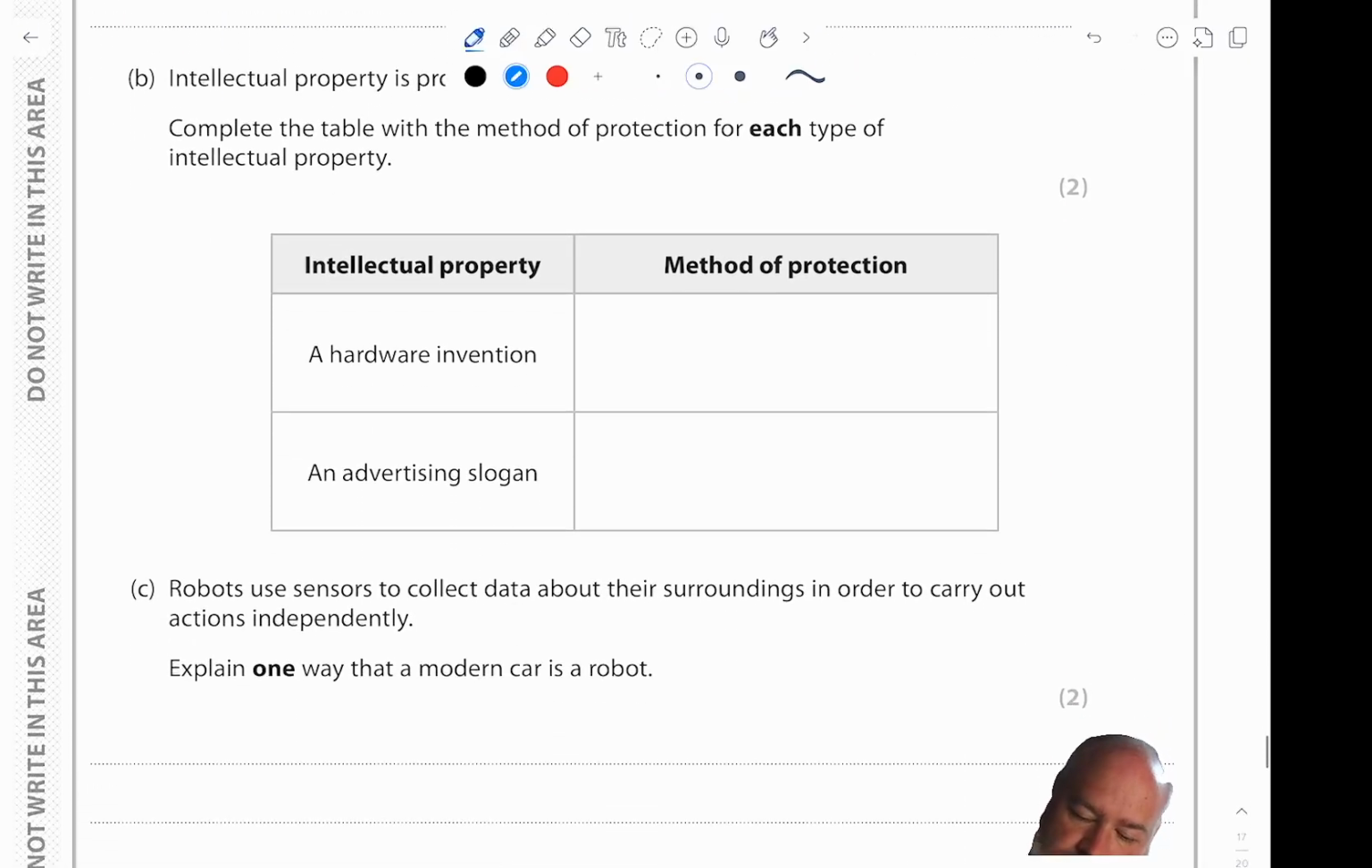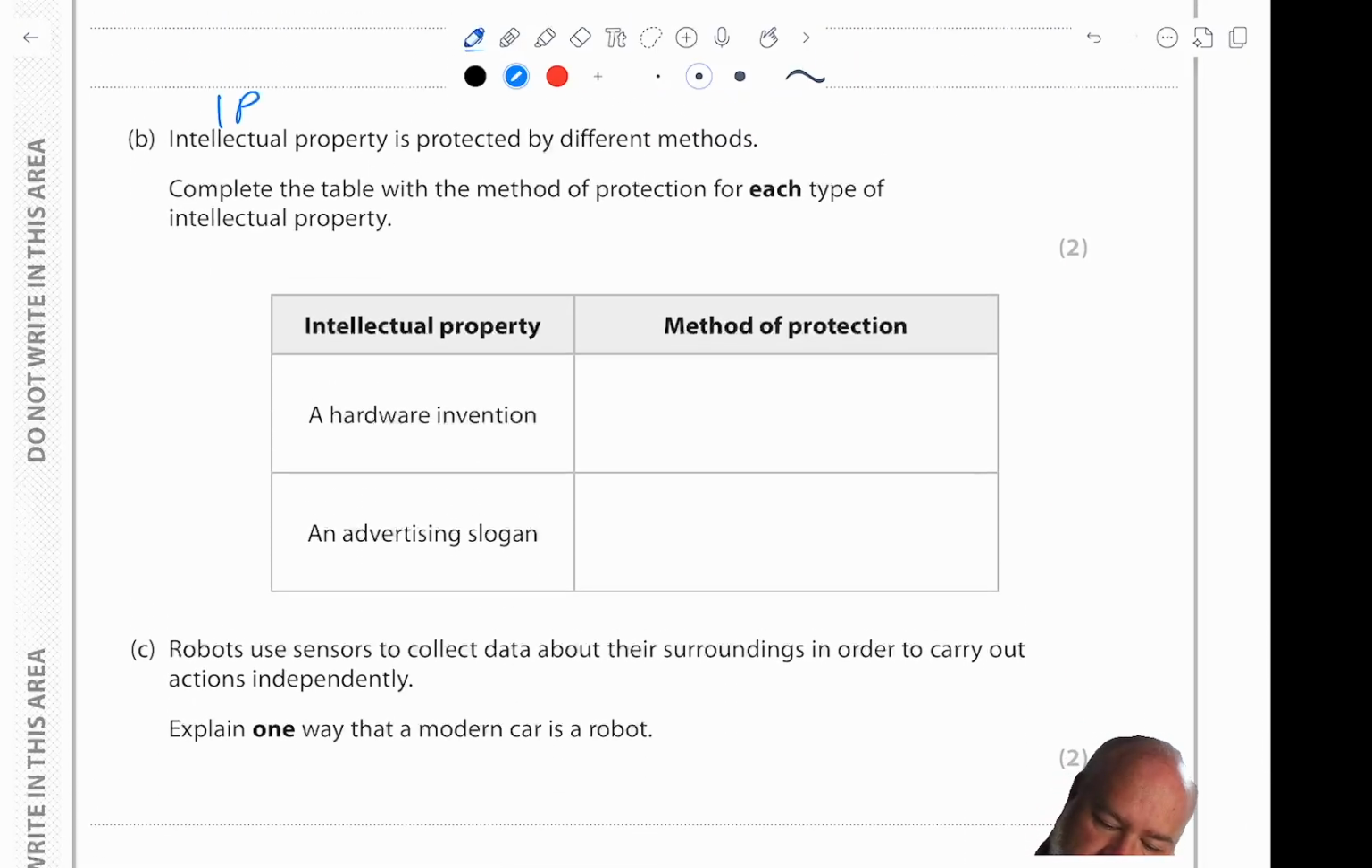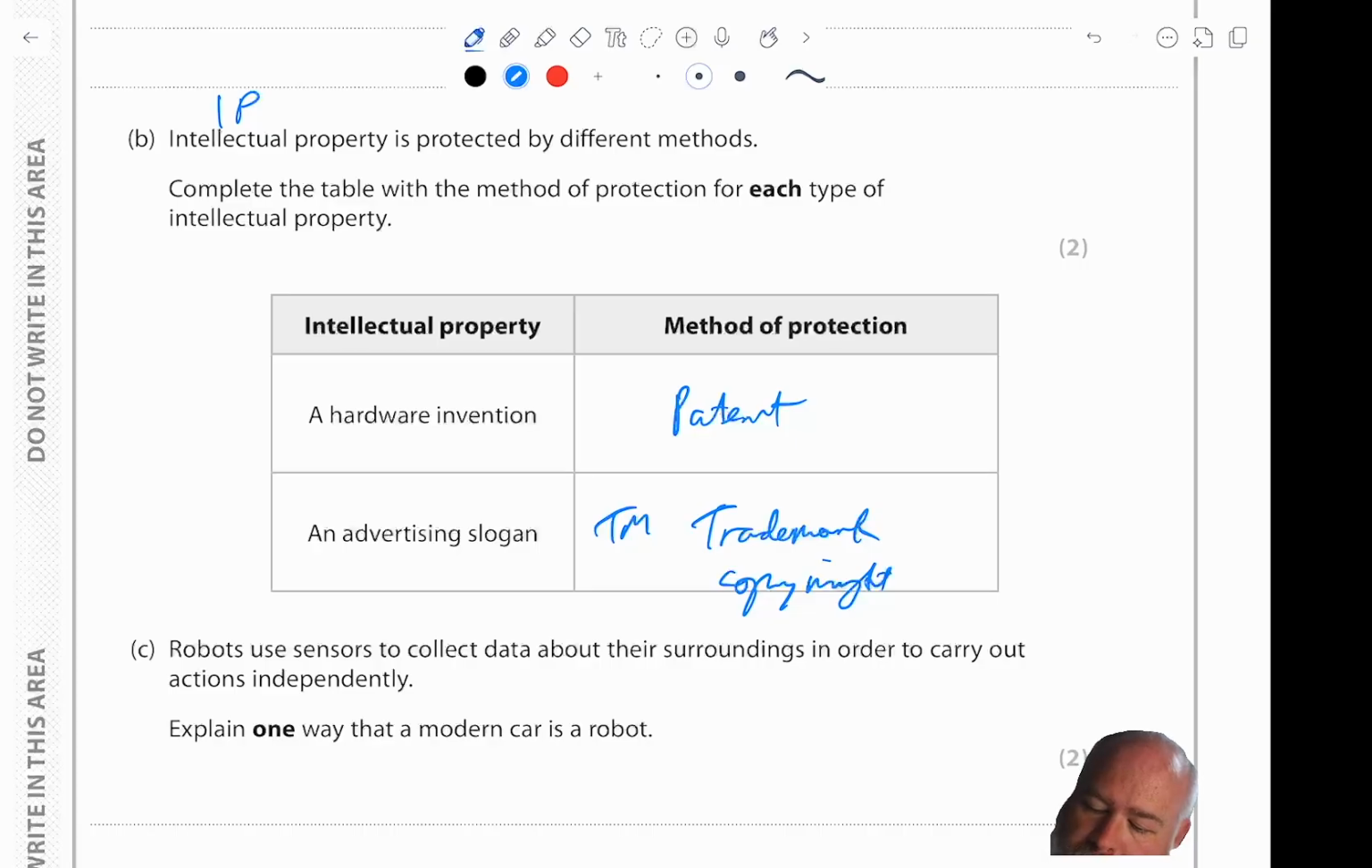IP, intellectual property, is protected by different methods. So a hardware invention, you get 20 years usually as a patent, and an advertising slogan is a trademark. So you might see TM, trademark. You could probably put copyright here and you get a mark, but trademark's the best answer there.